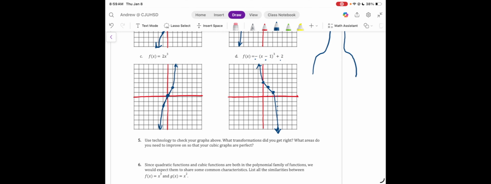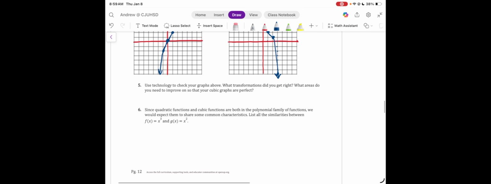Number 5, use technology to check your graphs above. You're welcome to do that with Desmos. What transformations did you get? What areas do you need to improve? Those are all personal kind of questions. So we're going to let you do that.